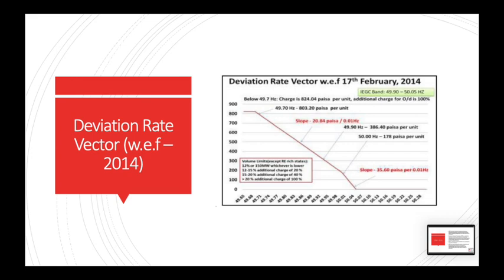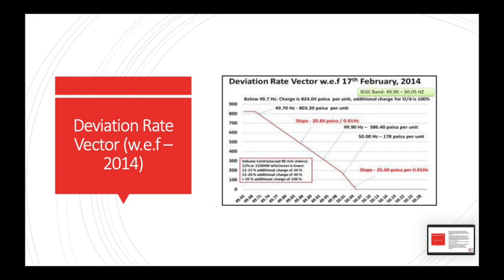Now, what will happen when the frequency is between 49.70 and 50 hertz? For this frequency range, a slope has been put in, where one endpoint is 49.7 hertz, which is at 8 rupees 24 paisa, and the other endpoint is 50 hertz, which is at 1 rupee 78 paisa. These two points have been interconnected as shown here.